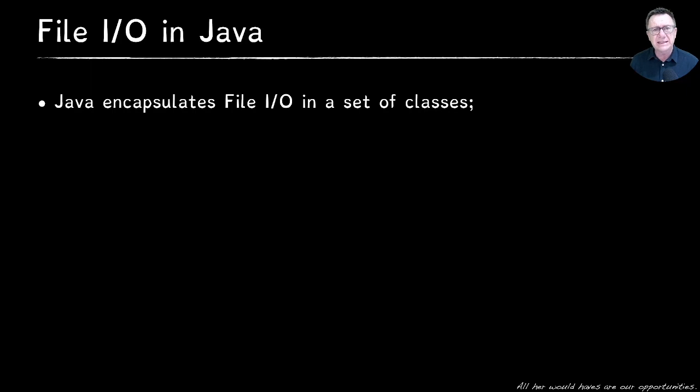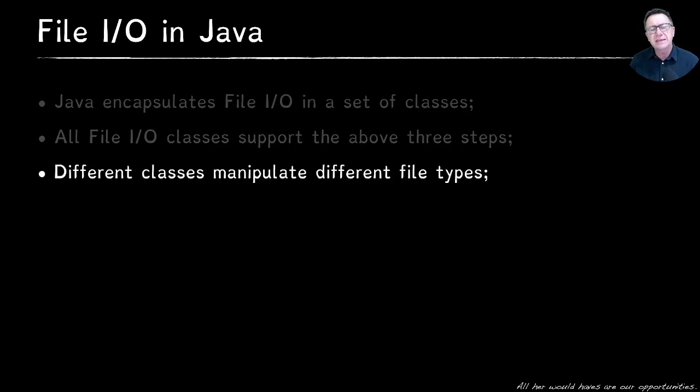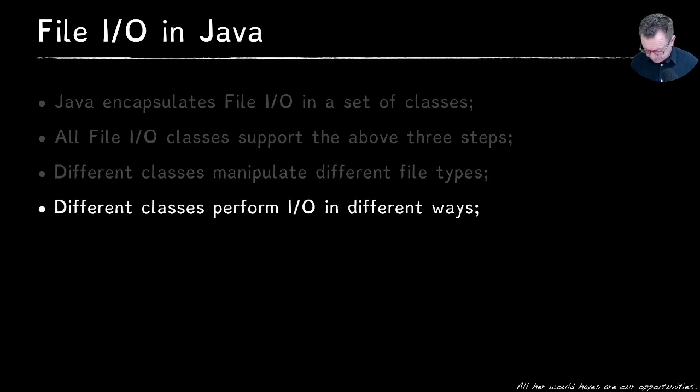So if we start to think of it in more specific terms for Java, okay, what's important with Java? Java gives us a set of classes that we can work with for file I/O, okay? Now, they all support the 3 steps I was talking about, and there are different classes to manipulate different file types. Okay, and I say different classes perform I/O in different ways because there are different ways of doing it. And we will talk about one specific way of doing it here, and I'm going to tell you at some point, but there's also another way, and you can go off and have a look at that.